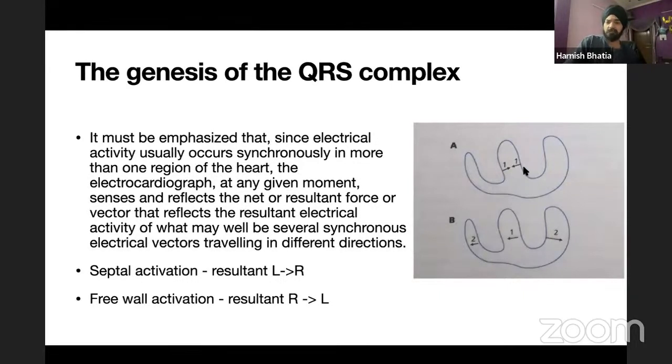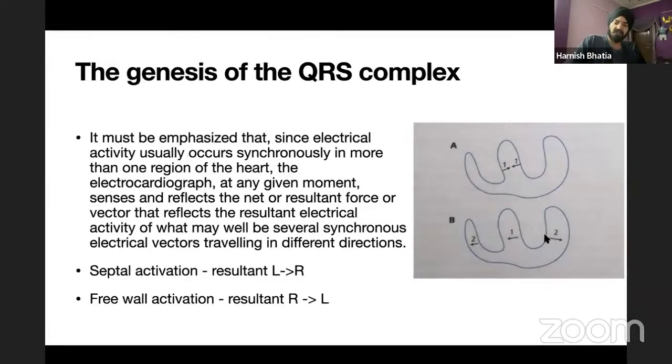Yeah. So the resultant vector is a left to right vector. So if you see the left, this vector is stronger than this vector. So the resultant vector is this. So whatever complexes we're getting will be of this vector. Okay. Then comes the free wall activation.